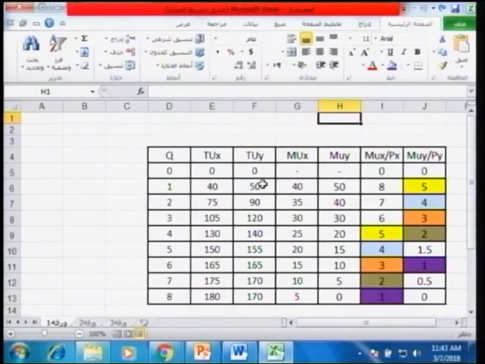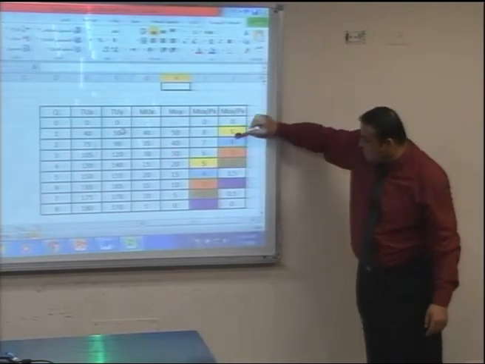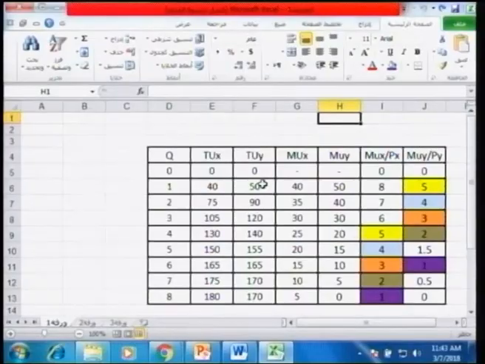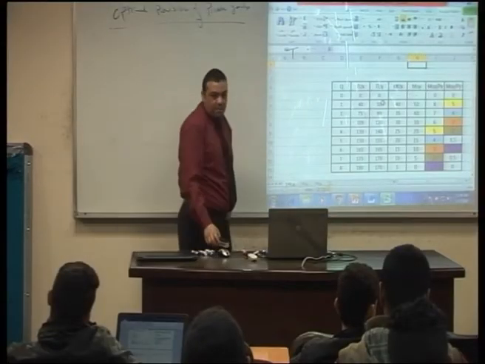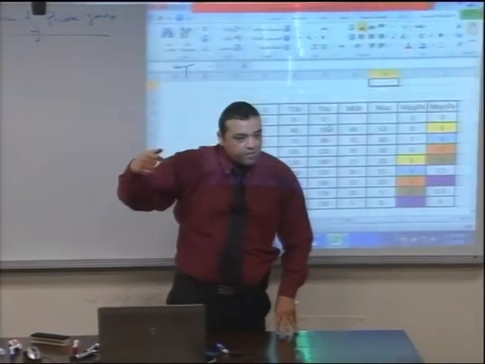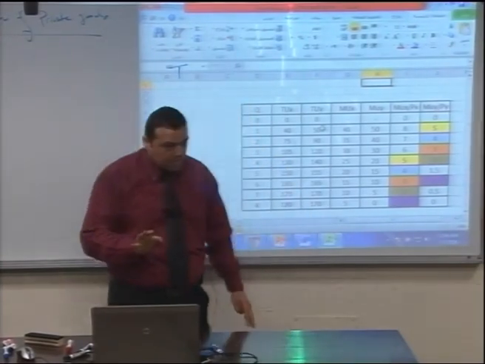So the first order condition has been met in 5 cases or 4 cases at 5, 4, 3, 2 and 1. Now we will check the second order condition. Let's try the first order condition: MUx over MUy equals price of x over price of y. Did it hold in the five cases or not? Let's see.